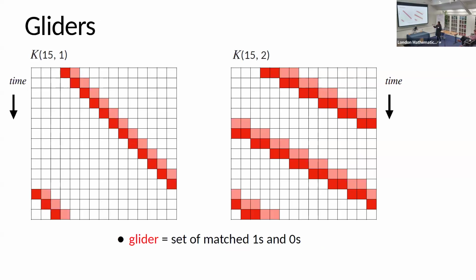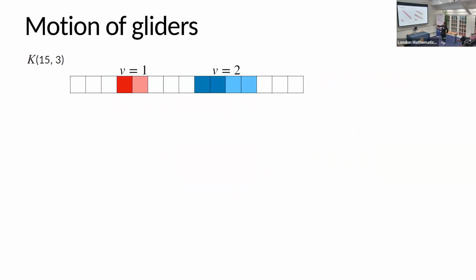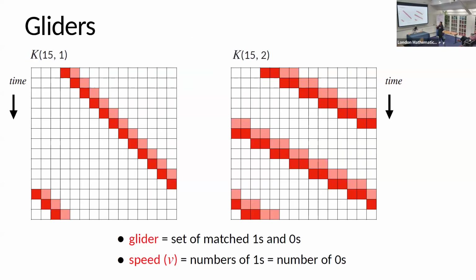So a glider is nothing but a set of matched ones and zeros. And as I keep saying, we want to see it as a dynamic system. So we have come up with a quantity called the speed of the glider. The speed of the glider will be the number of ones or the number of zeros, because they are the same. In the first picture, on the left-hand side, the speed of the glider is 1. And in the second picture, the speed of the glider is 2.